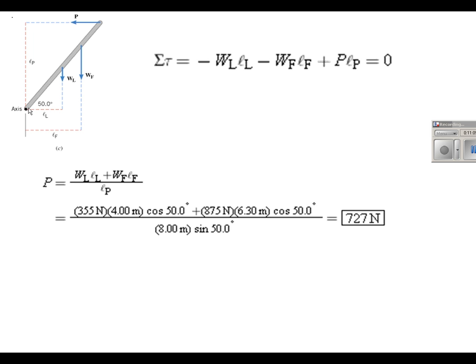Divided by 8 times sine of 50, which is this distance right here. Because it's the vertical distance, that's why they're using sine here instead of cosine. Gets 727 newtons. Well, if that's what P equals, then Gx also equals that. So we have Gx is 727, and the Gy we had from the previous page.